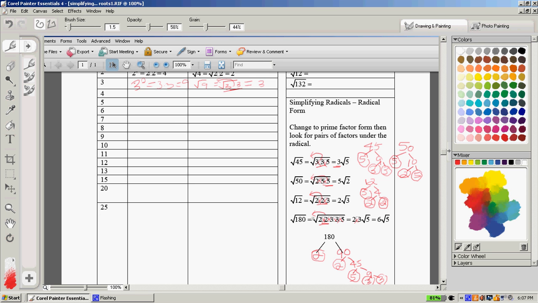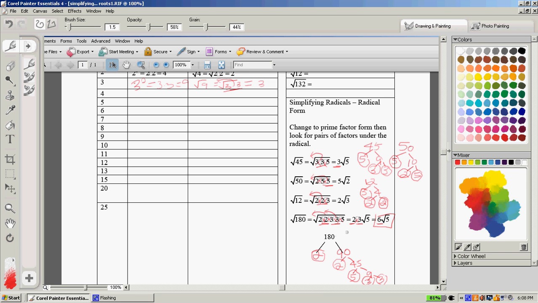Since 2 has a buddy, it can go outside. And so here we have a 2. Since 3 has a buddy or a twin, it can go outside also. And so the 3 goes outside. And since they're all multiplied underneath here, they're going to be multiplied outside the house too. Since 5 doesn't have a buddy, it's going to stay inside the house. And now we have to simplify this part. 2 times 3 gives us 6. And so the simplest version of the square root of 180 is 6 square root of 5.